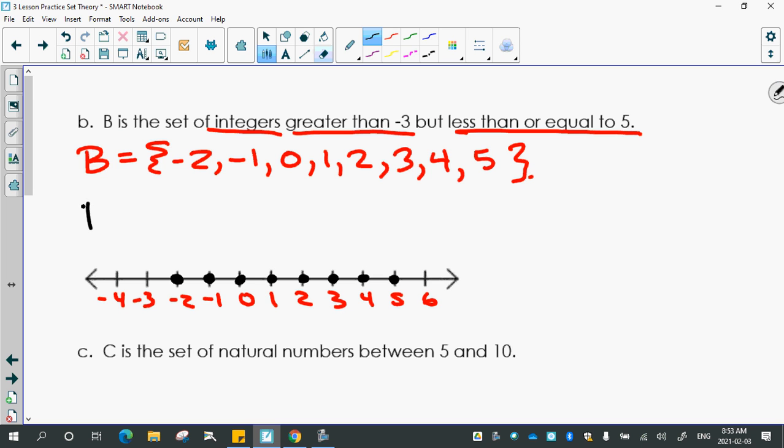Now we want to write it using set builder notation. So again, we're going to start with x represents any number belonging to the integers as long as.